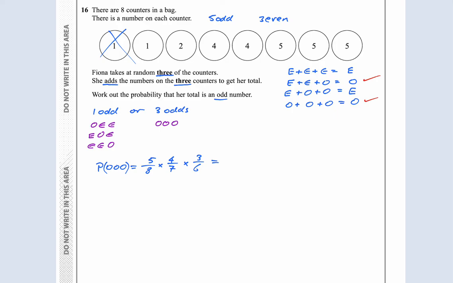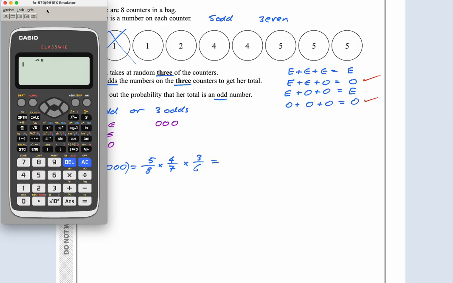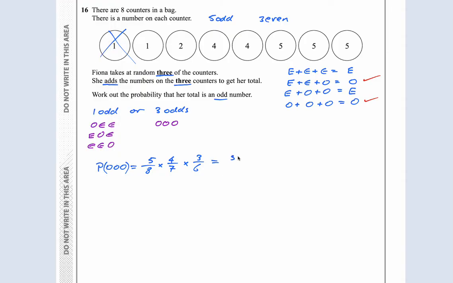So this is equal to 4 times 5 times 3. I'm just going to do this on my calculator, guys. 5 times 4 times 3 over 8 times 7 times 6, and that gives me 5 over 28. Nice. Next one, probability that I get odd, then even, right?